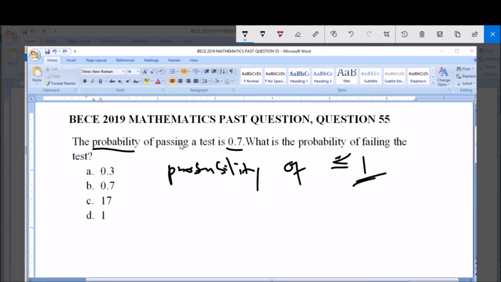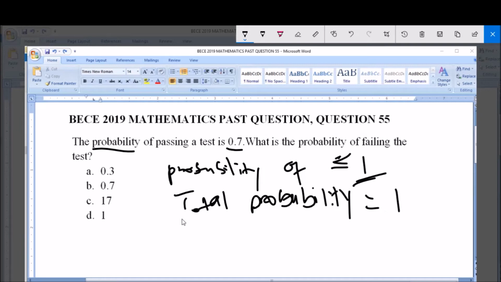Now we have that the probability of passing a test is 0.7. Now what is the probability of failing the test? Definitely, since we know that the sum of probability is equal to 1, that is, the total probability of anything occurring is always equal to 1, we can find the probability of failing the test by subtracting the probability of passing the test from 1, because the probability of passing the test plus the probability of failing the test will give us 1.